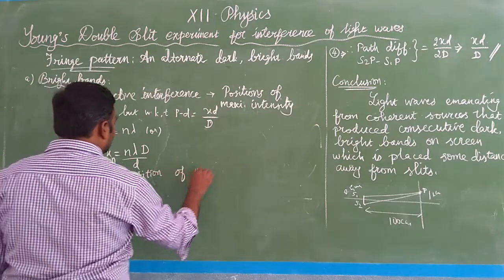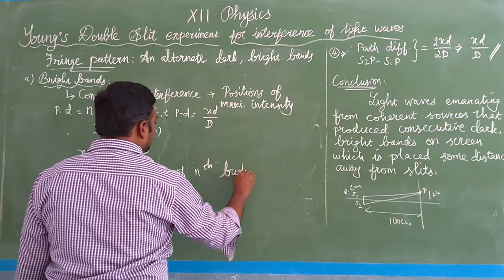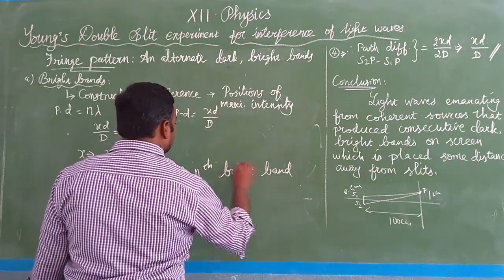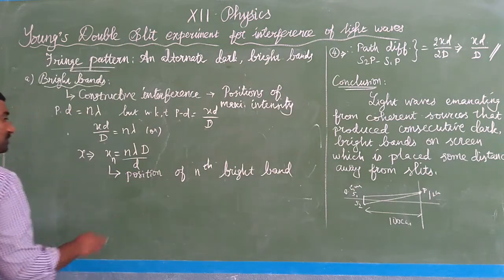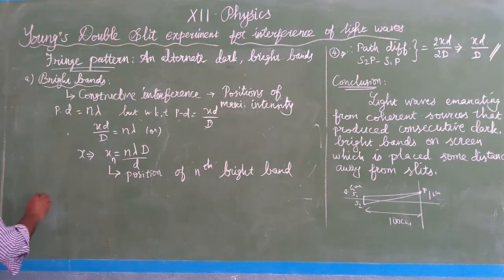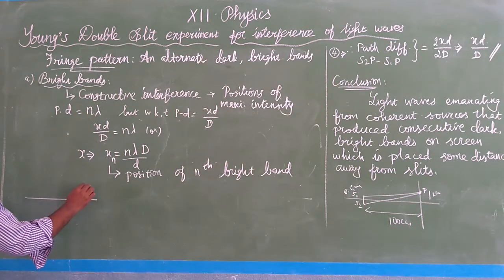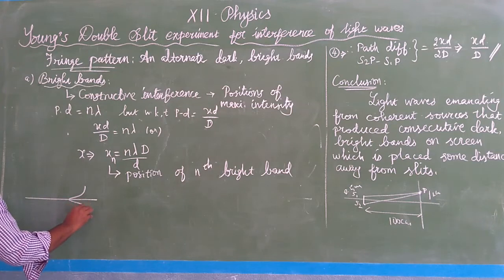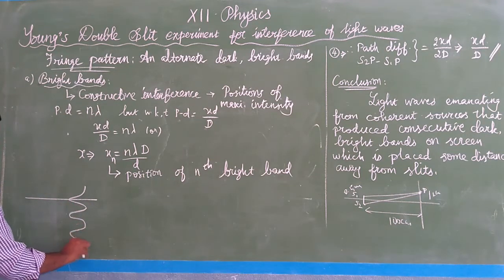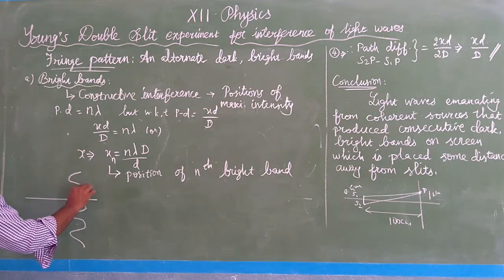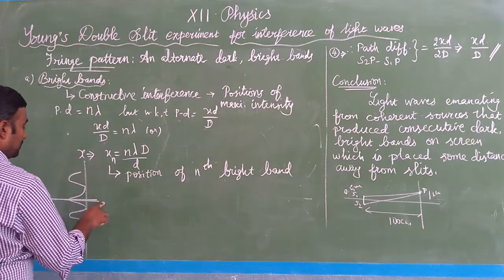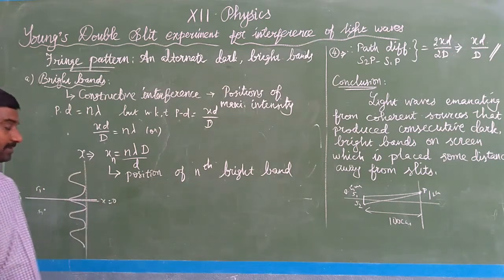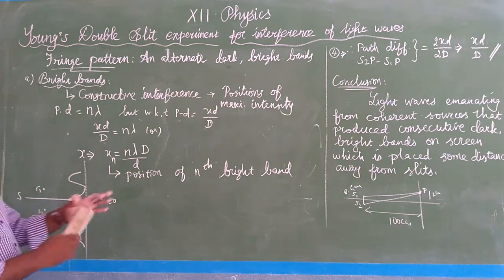So this is the position of the nth bright band. For the central bright band, n is equal to 0. So xn is also 0. So this is the center, no? So it would be obtained like this. Here this is the original source, this is slit S1, this is slit S2, and the central bright band is this one. So x is equal to 0. Okay, so xn is nothing but the position of the nth bright band.